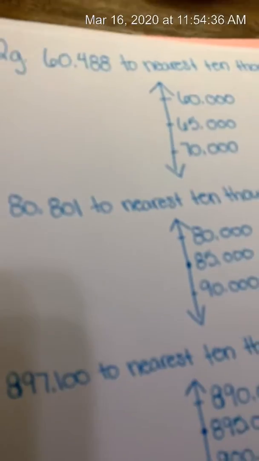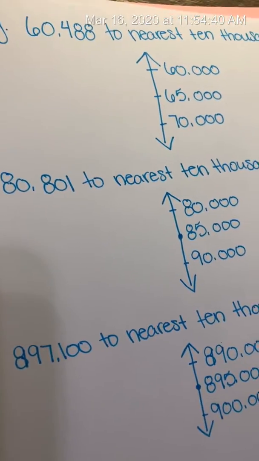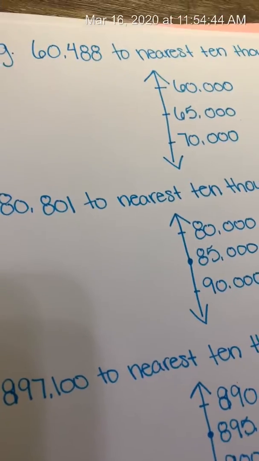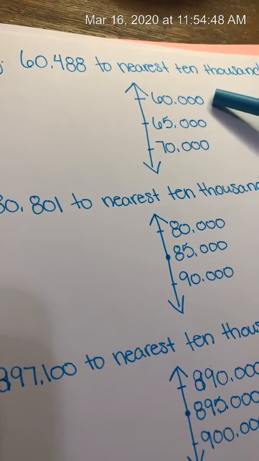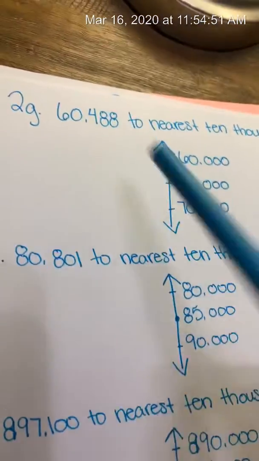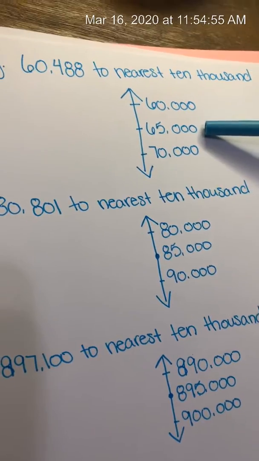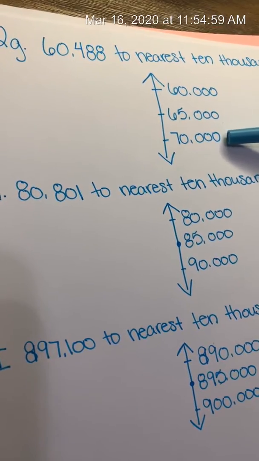So on 2G, it's asking us to round 60,488 to the nearest 10,000. Our benchmarks will be, our first benchmark will be 60,000, since that 6 is going to be in that 10,000s place. 65,000 will be our midpoint, and then 70,000 will be the next benchmark.